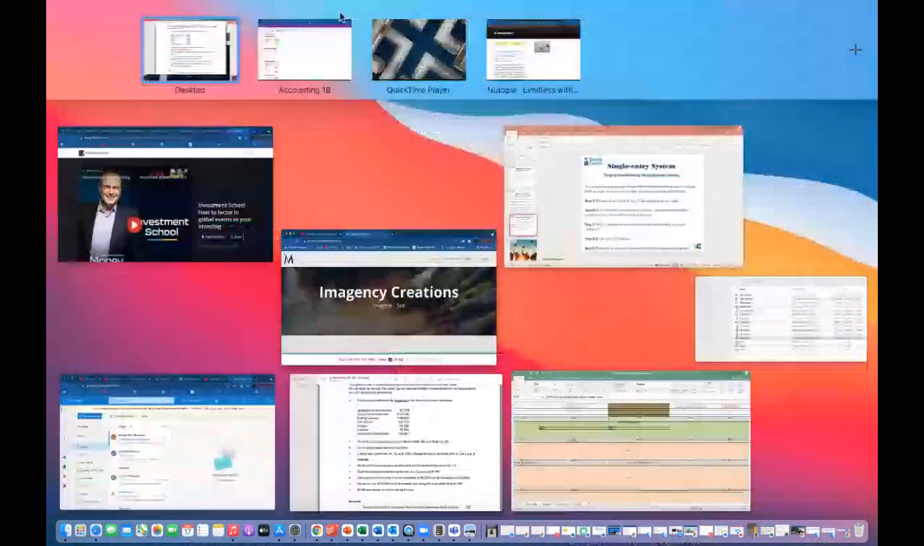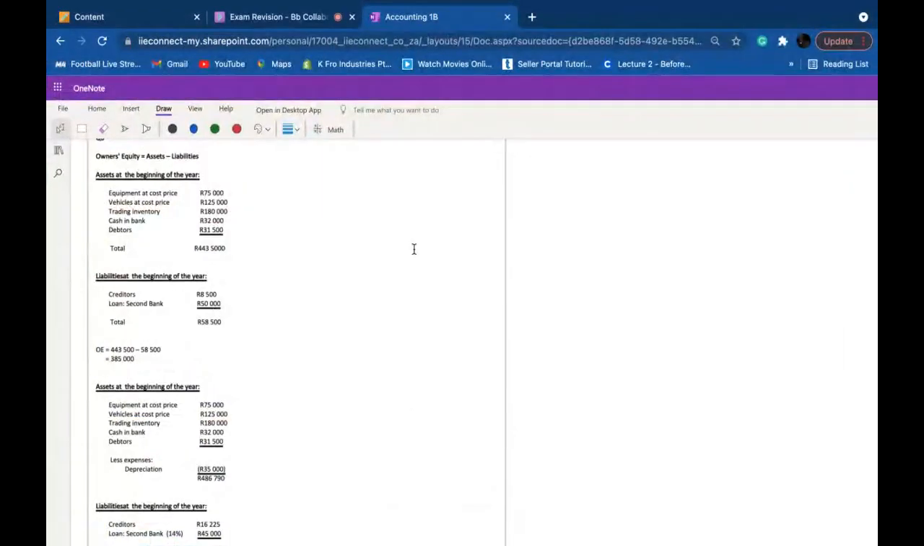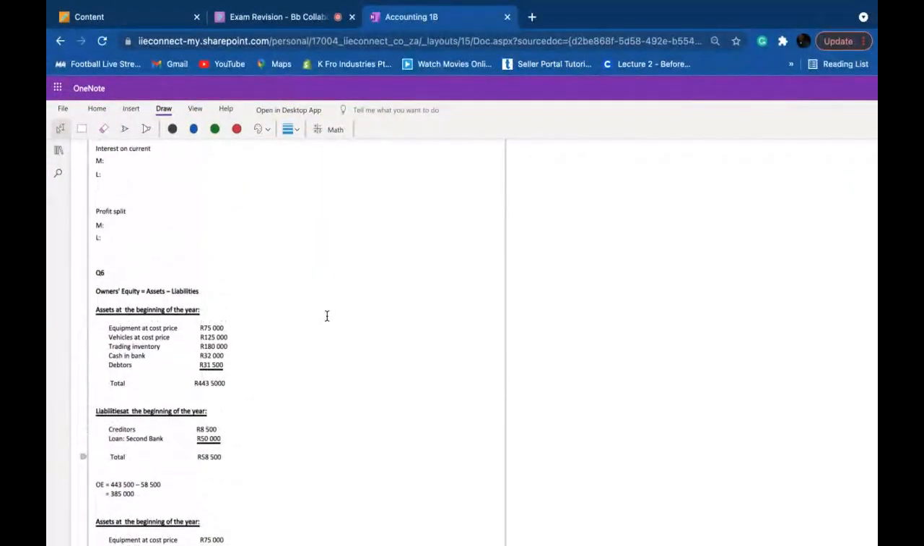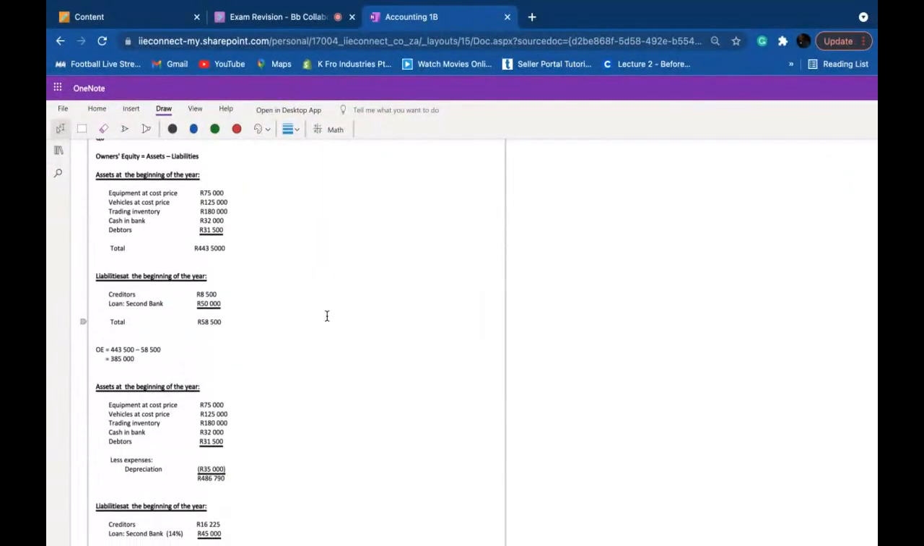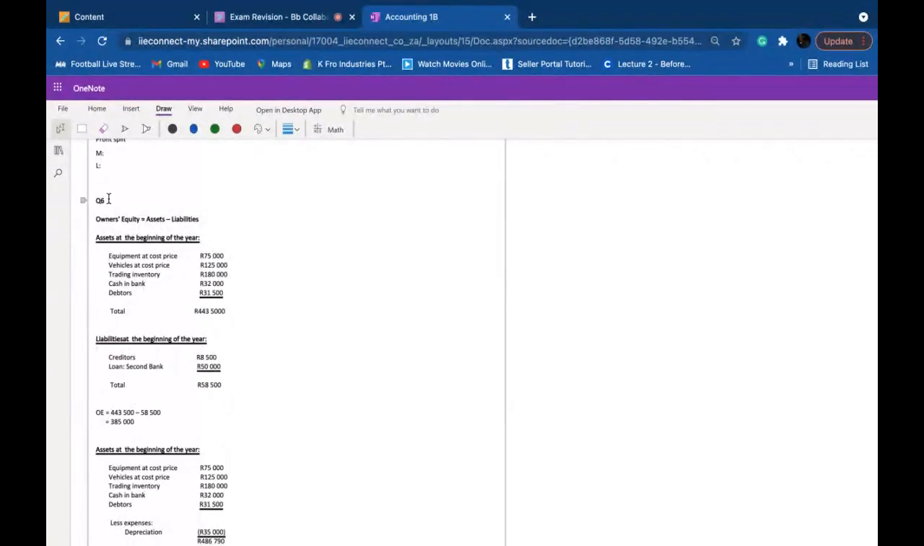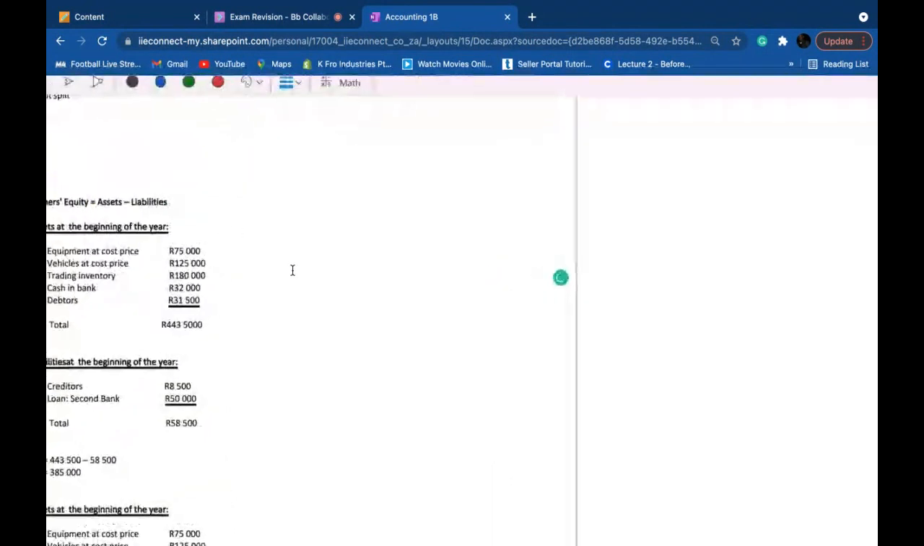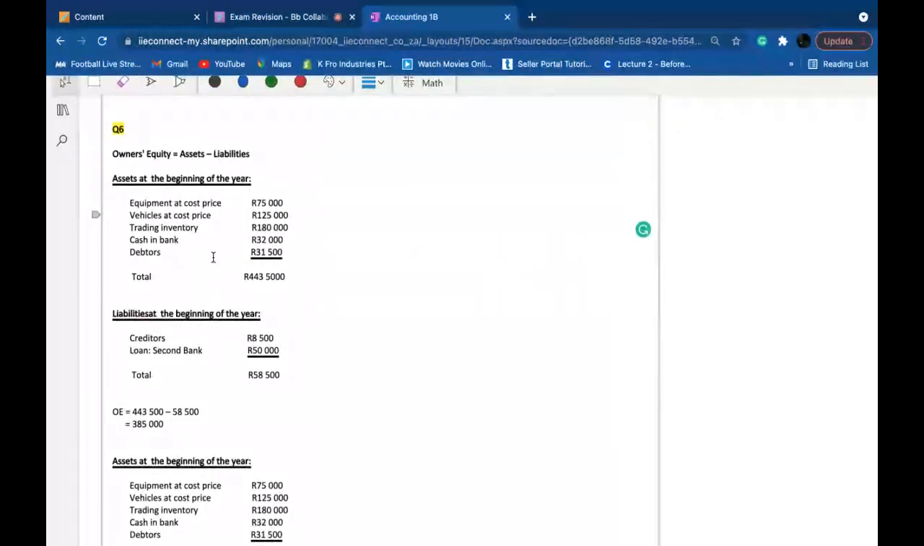Okay, right. So now getting into the question. Remember our format. Get as much information as you can. This is question 6. Here's question 6 right here. Let me just highlight that and then zoom in so you guys can see more clearly.